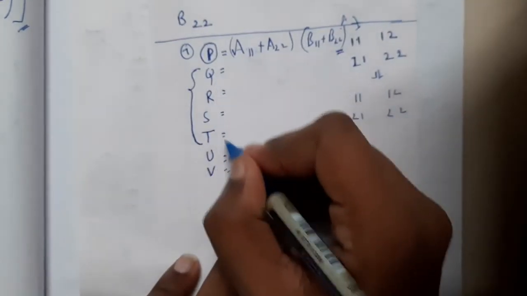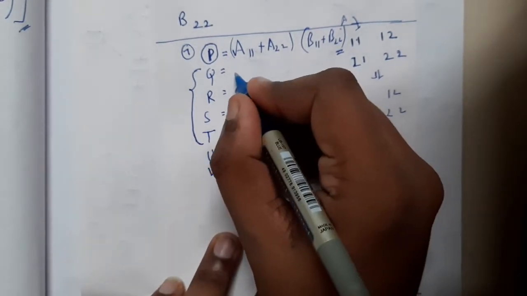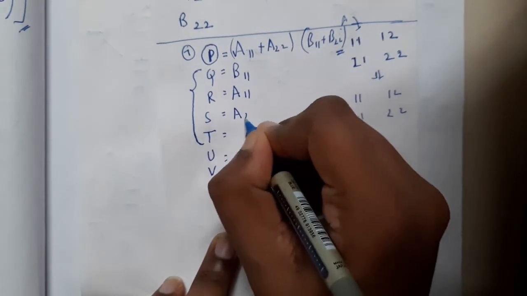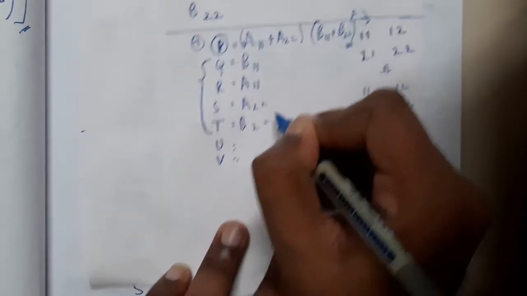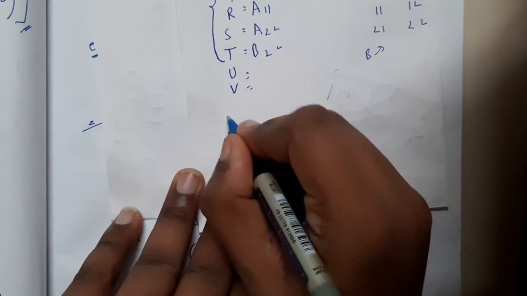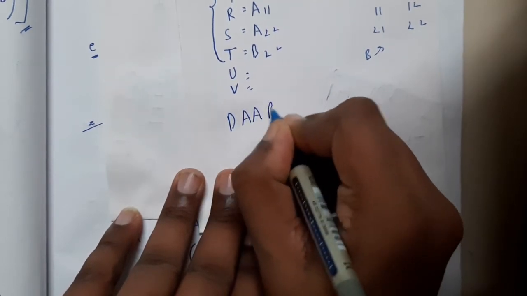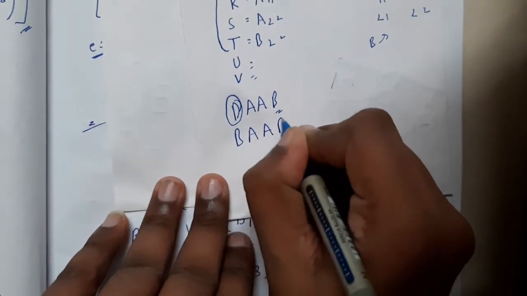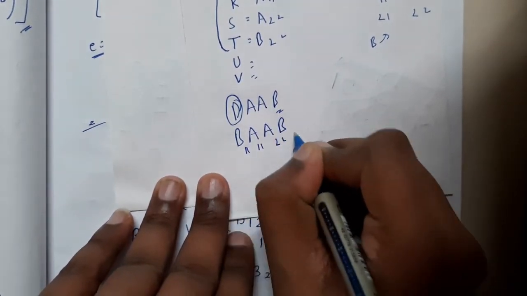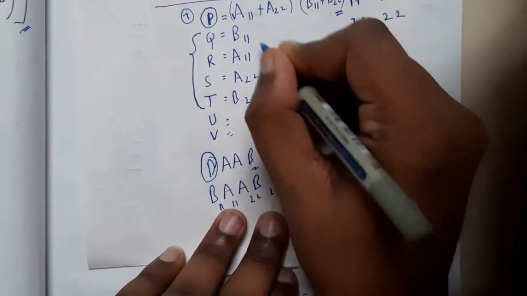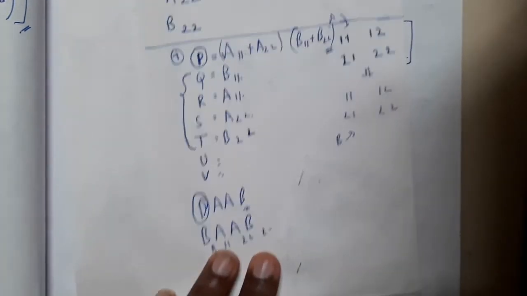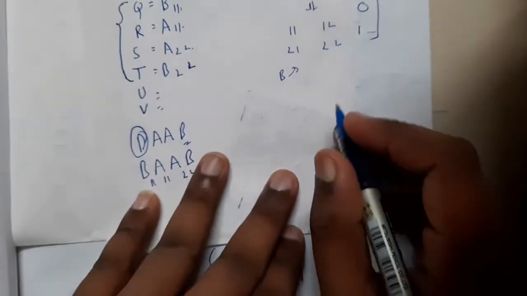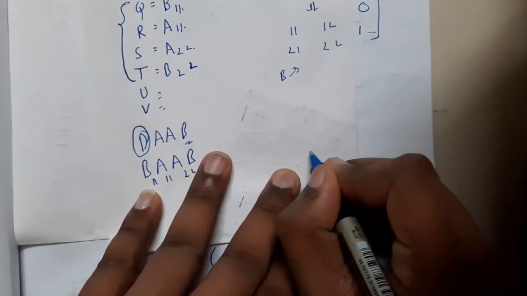For these 4, initially write B11, A11, A22, B22. We will be saying DAAB, so just change D to B: BAAB. Write 1 1 1 1 2 2 2 2, so you will be getting the first terms 1 1 1 1 2 2 2 2. After that you start drawing the lines. Remember it in this way.